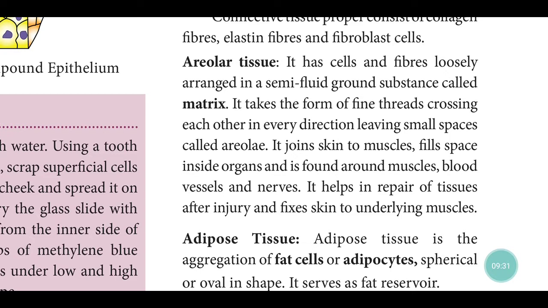Now connective tissue proper consists of collagen fibers, elastin fibers and fibroblast cells. Areolar tissue has cells and fibers loosely arranged in a semi-fluid ground substance called a matrix. It takes the form of fine threads crossing each other in every direction, leaving small spaces called areolae. It joins skin to muscles. It fills space inside organs and is found around muscles, blood vessels and nerves.